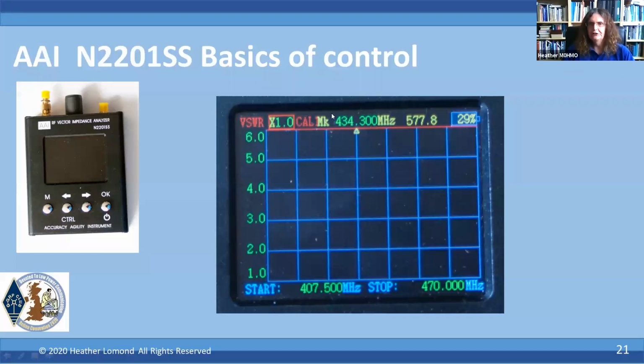And this marker is currently set at 434.3 megahertz, and it's telling us that the VSWR at that marker is 577. So you probably gathered that the whole thing isn't turned on. This is telling us what the battery charge is like, and this is a zoom function, so we can zoom in on this axis if we want to.